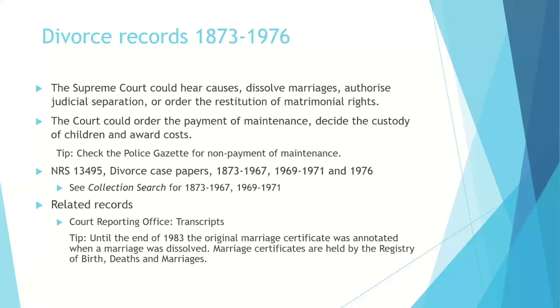We have divorce files from 1873 to 1976 in that date range. There's some years that we don't have. So we don't have 1968 divorce files. We don't have 1973, 74, 75 divorce files. So divorce was done by the Supreme Court of New South Wales.